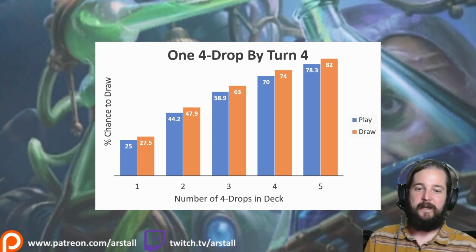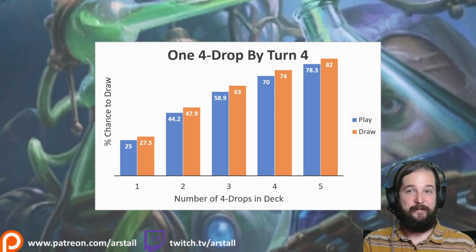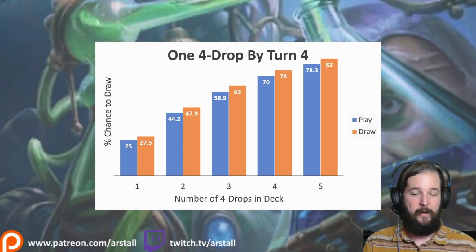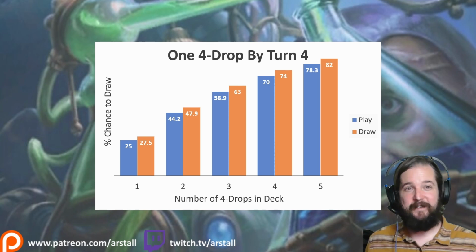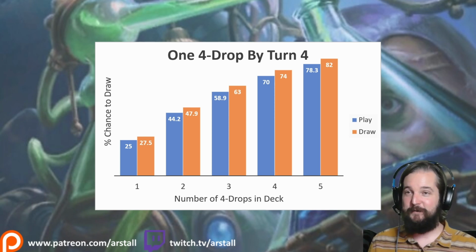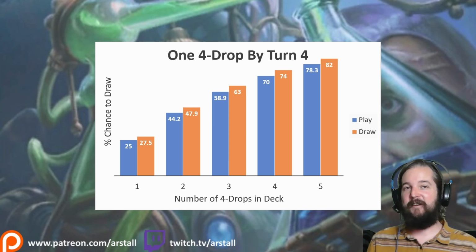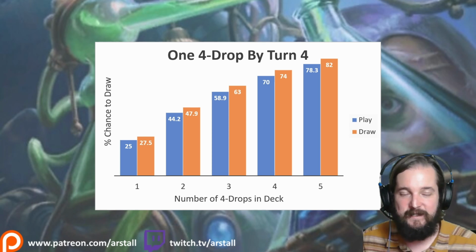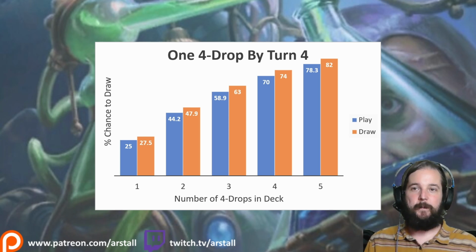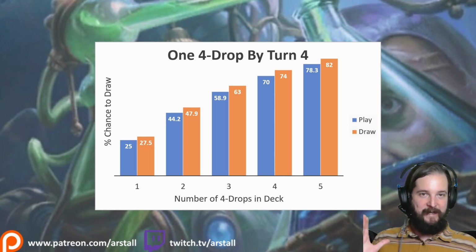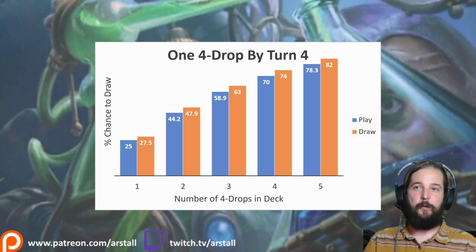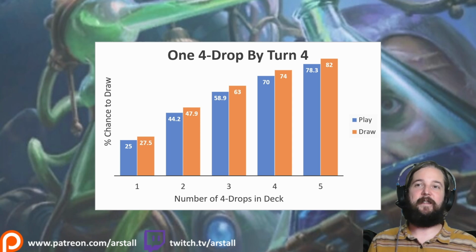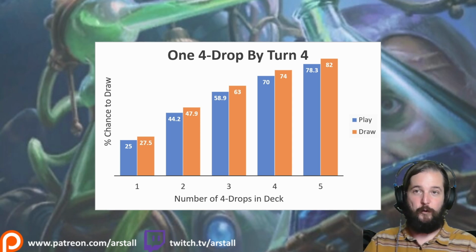But you can see that even 5 4-drops doesn't give you the 80% to hit it. But you have to remember that the chance of hitting land 4 on turn 4 is only 75% with 17 lands, and even worse when you have 16 lands or fewer. So with this, we can go, okay, maybe 80% is too high. Let's go for a 70% cutoff. And with that, you can see the magic number is 4 4-drops.